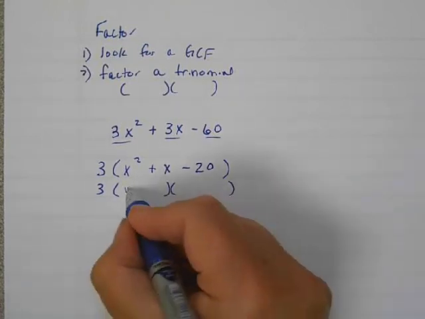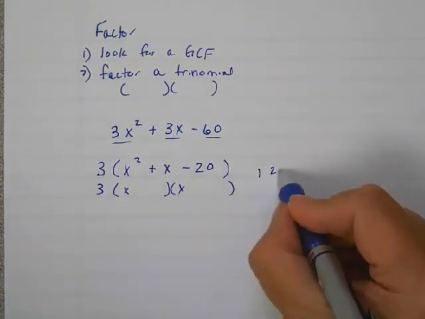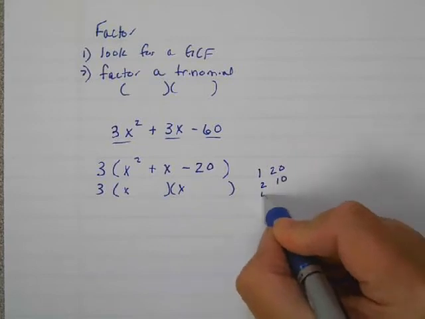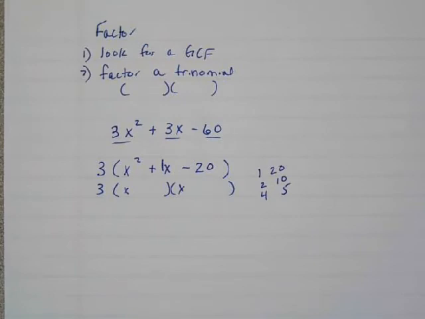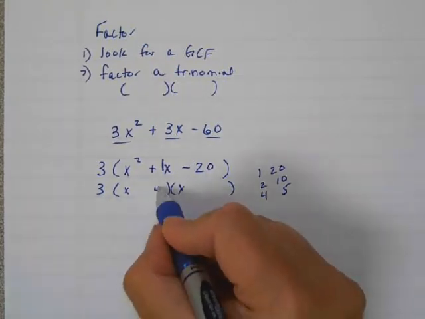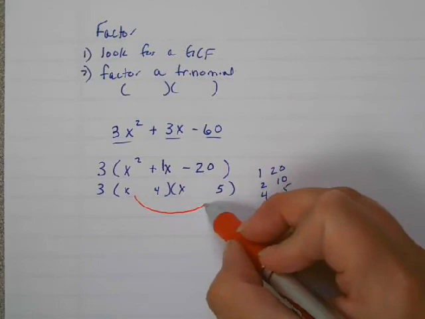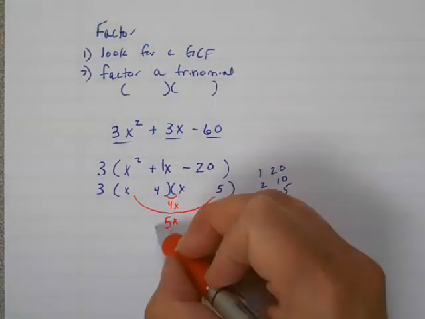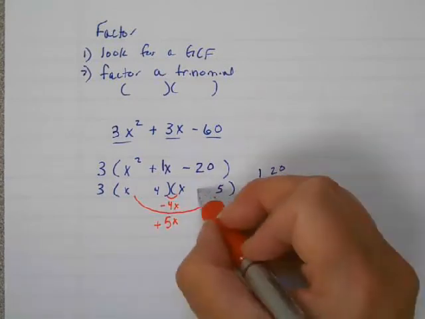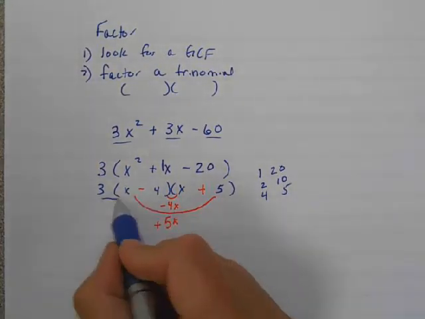I'm going to choose x, and then I'm going to think of my factors of 20. It could be 1 and 20, 2 and 10, or 4 and 5. I have to think of the combination that would give me a 1 right there. The only combination that would give me a 1 is a 4 and a 5. So this would be 5x, this would be 4x. What would make it positive 1 is if the 5 was positive and the 4 was negative. So my overall answer is all of this.